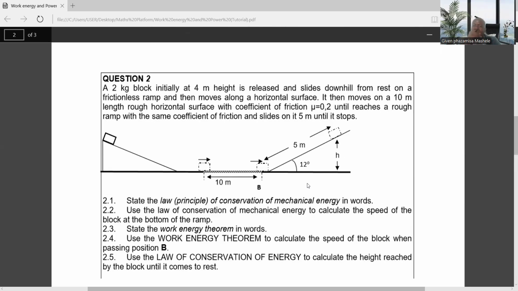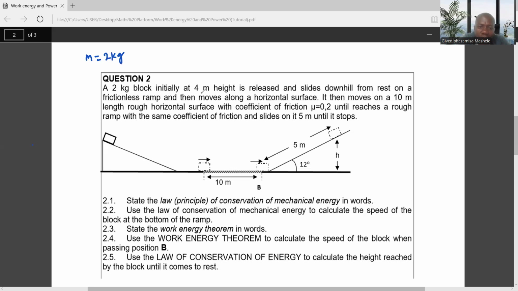Okay, here I want us to just go through the question. I'll read the question with you. Then maybe for some time, I'll give you an activity to answer the question for me. Then from there, we'll do the corrections together. A 2 kg block. So it means this block has a mass of 2 kg.